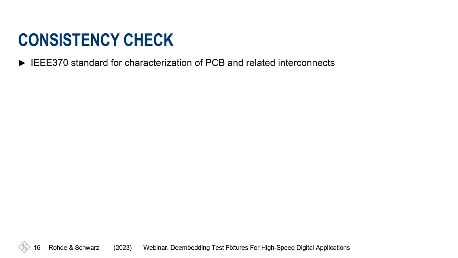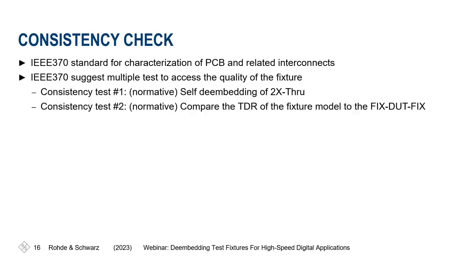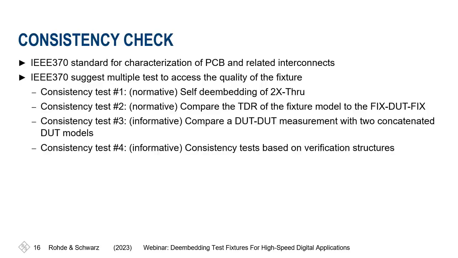Going to the measurements, it's split in two sections. The first section takes care of the VNA measurements. For the VNA measurements, we like to refer to the consistency checks as defined in the IEEE 370, the standard for characterization of PCB and related interconnects. There are multiple suggestions how to test the test fixture and do a qualification of that. I labeled that test 1, 2, 3, 4. The first two are normative, and the third and the fourth are informative.